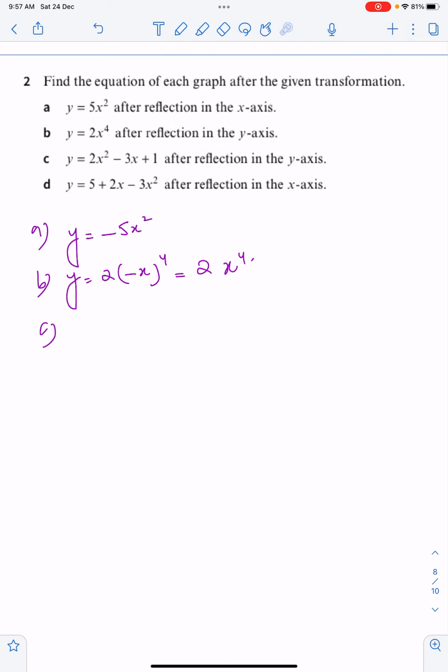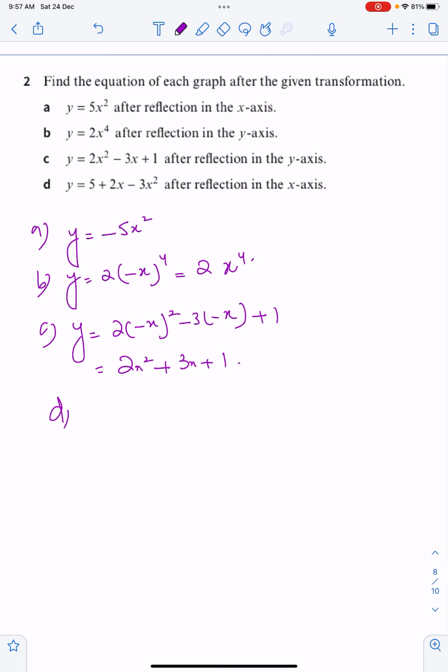The C part, after reflection in the y-axis, that means in place of every x you have to plug in minus x. So the equation will be 2x squared plus 3x plus 1.